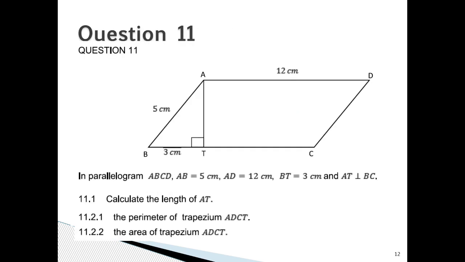Question 11. In parallelogram ABCD, AB is equal to 5 centimeters and AD is equal to 12 centimeters. BT is equal to 3 centimeters and AT is perpendicular to BC. Question 11.1. Calculate the length of AT.